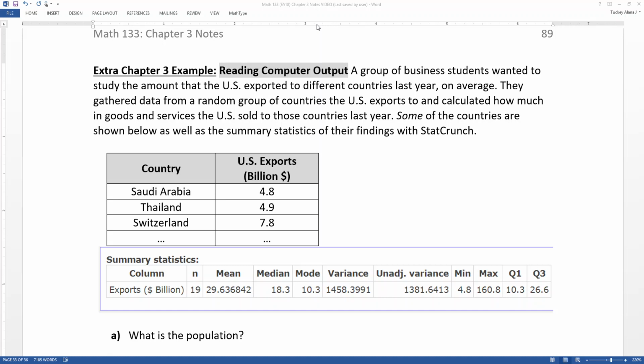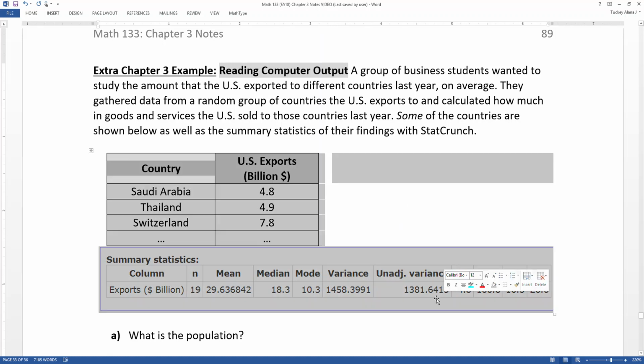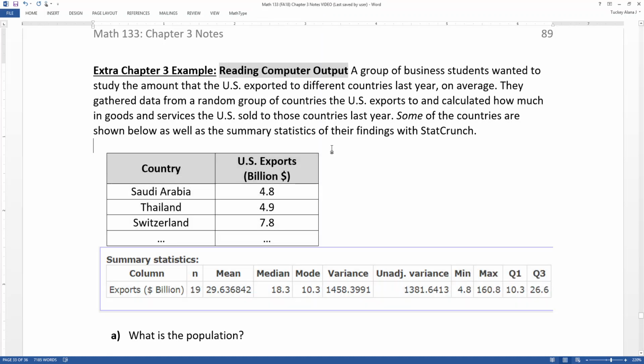So now we're going to put together everything that we learned in Chapter 3 into one big example, and it'll recap the whole chapter for us. What's more, we're also going to be doing this from a computer output that was given to us, namely down here, the StatCrunch output. Now, why is that a valuable thing to know?